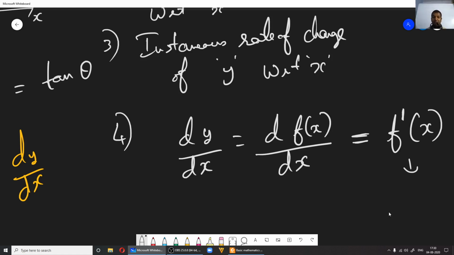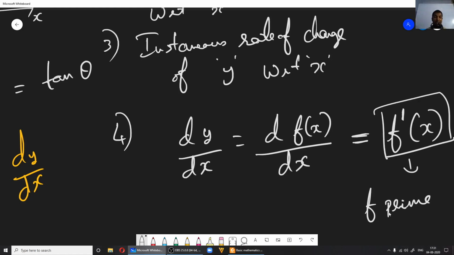You just have to say f dash of x. You can also pronounce it as f prime. Few people will say f dash, few people will say f prime. Both mean the same thing, right?